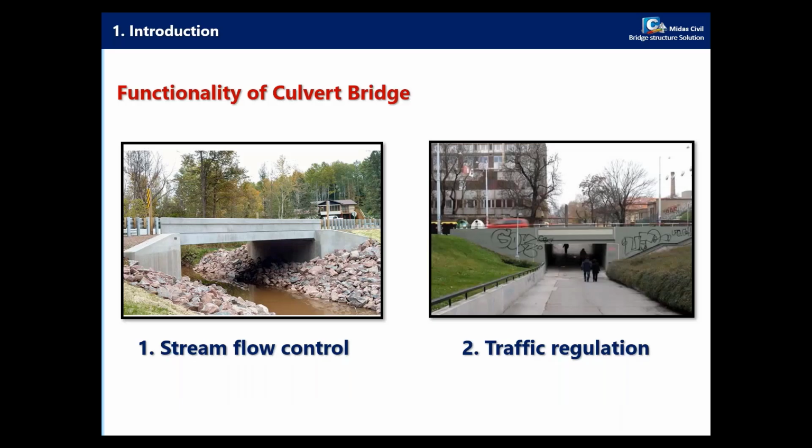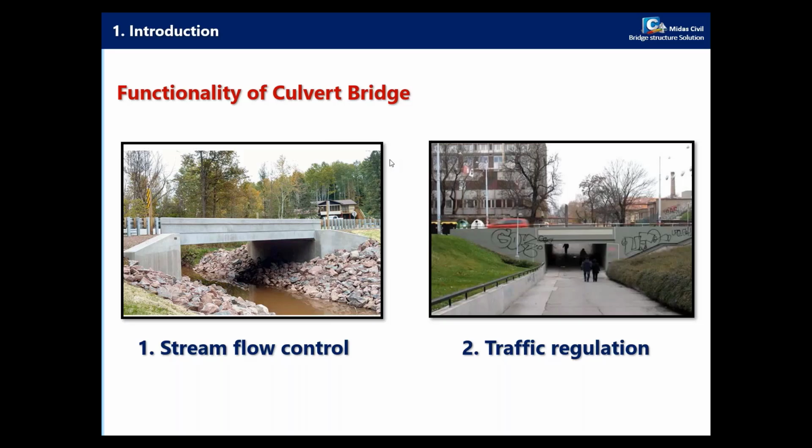For today, we are going to learn about the culvert bridge, which is the simplest among the bridges, but a lot of people are still doing culvert bridge projects, and they still ask a lot of questions about the modeling and the design of this structure, which is really important. This structure can help us to control the stream flow and to regulate the traffic.